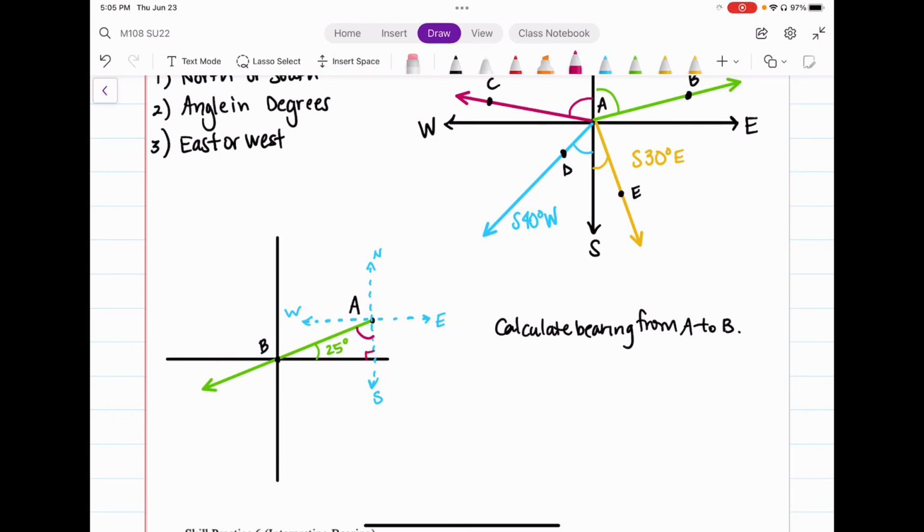Well, we made a triangle. All the angles in a triangle have to sum to 180 degrees. We know that one of these angles is a 90-degree angle. That means that the 25-degree angle is complementary to the angle I'm trying to figure out, my bearing angle, which makes it 65 degrees.